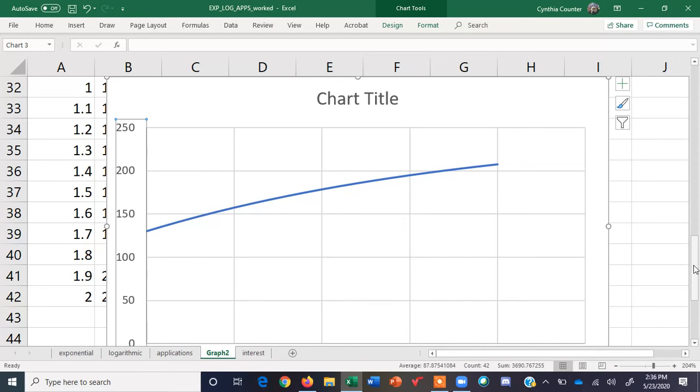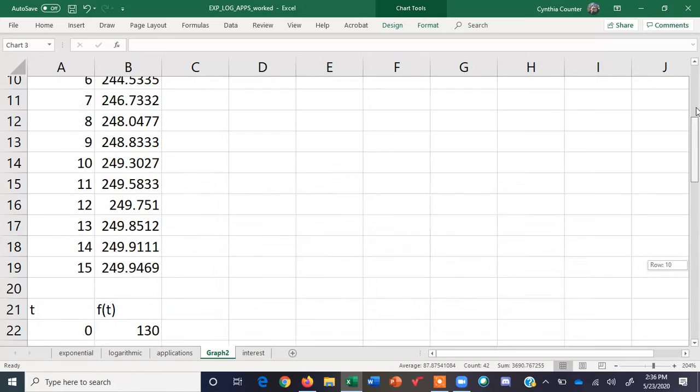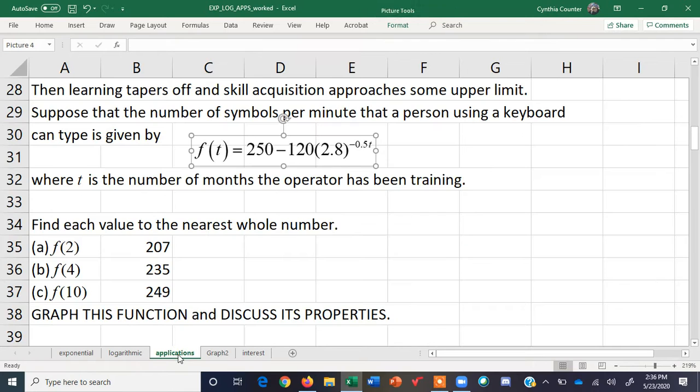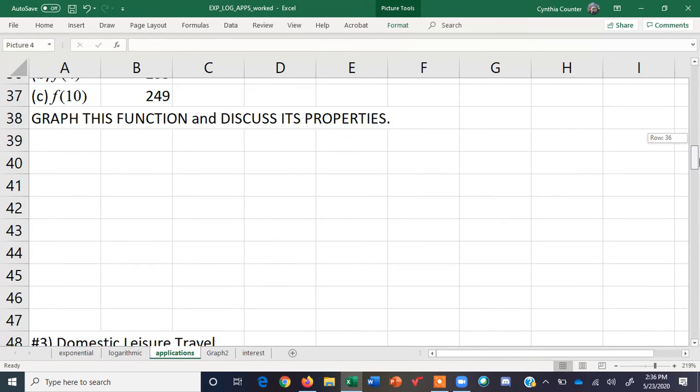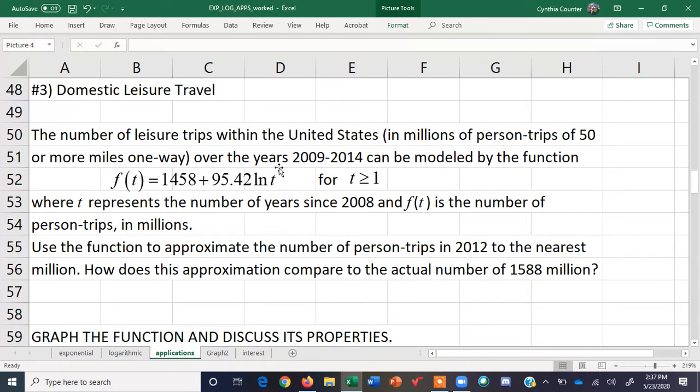Okay, so that was our second exponential, which was actually a logistic function. Let's go back to the applications and move on to our third example, which is now logarithmic. And remember, ln is natural log and it's base e.